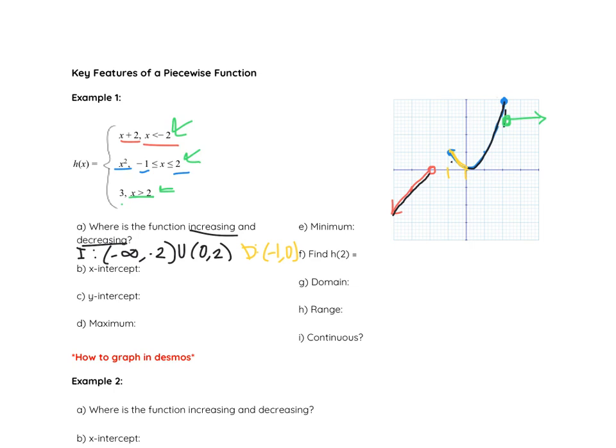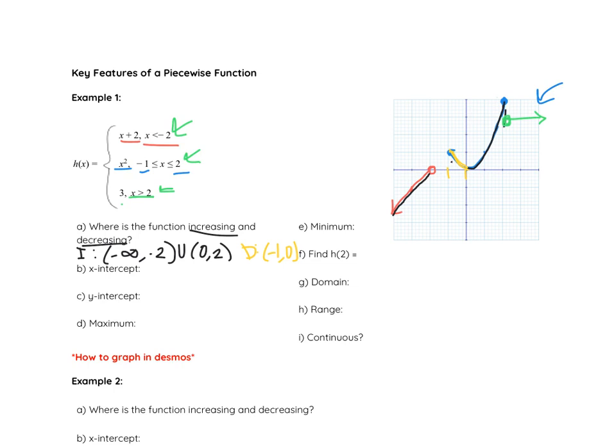There's actually a part that is not increasing, nor is it decreasing, and that's this piece. That's the constant piece, because it's not going up, it's not going down, so we wouldn't include that in increasing or decreasing. So the next thing that we need to find is the x-intercept.